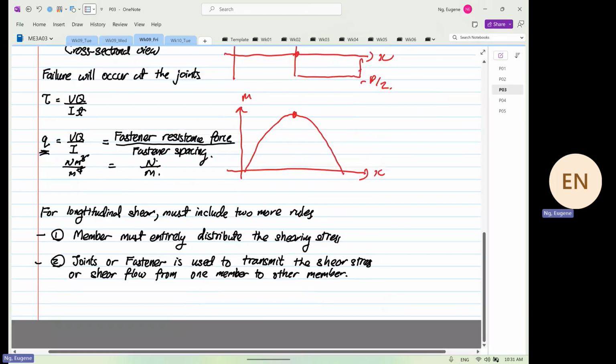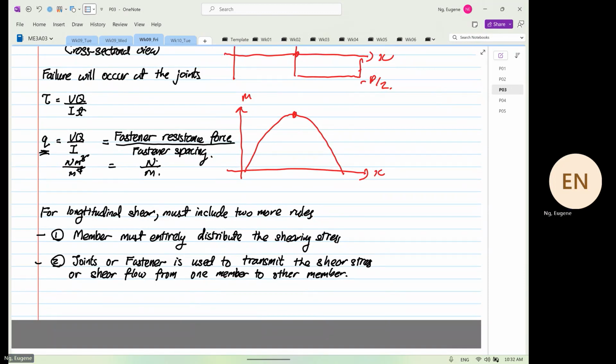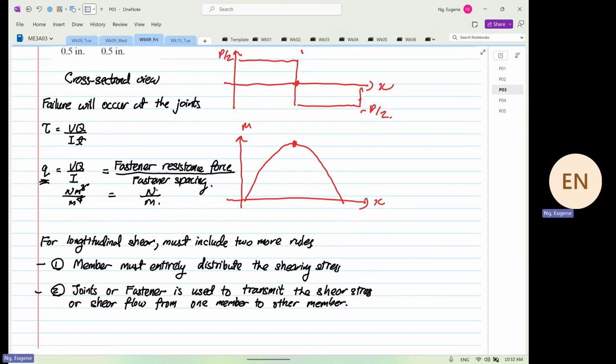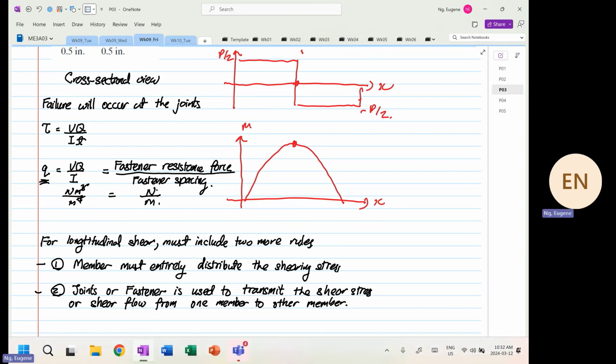Now we have to include two more rules on longitudinal shear. Okay, and one of them is that the members must entirely distribute the shear stress. Then this is followed by the joint or fastener, which is to transmit the shear stress or shear flow from one member to the other. So this is basically the theory, but there are some cases, which I'll show you in some examples, where the analysis is not so straightforward, but it is not impossible for you to handle if you apply all the rules that we have learned.